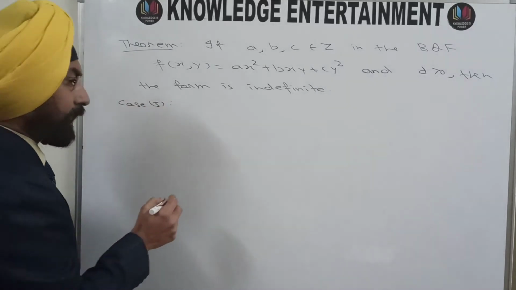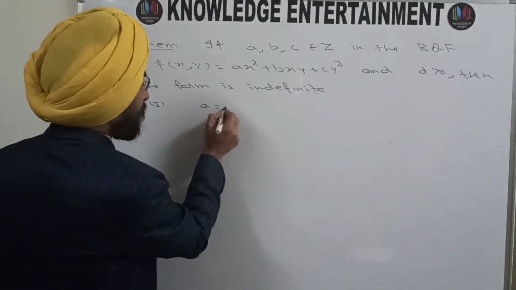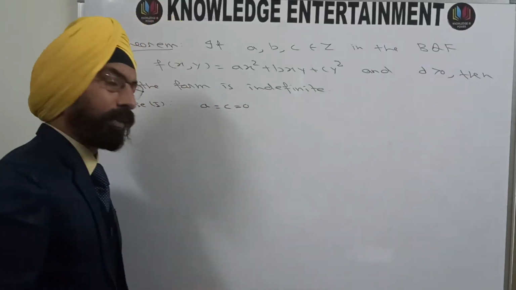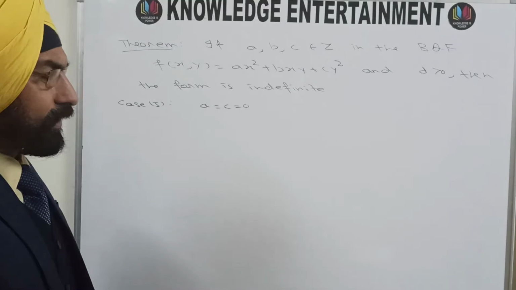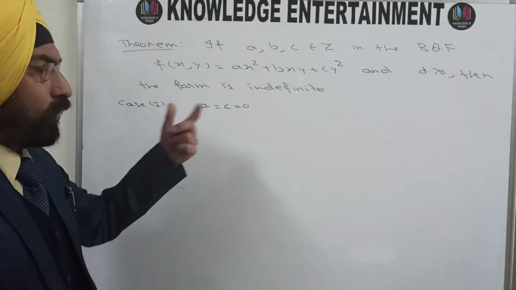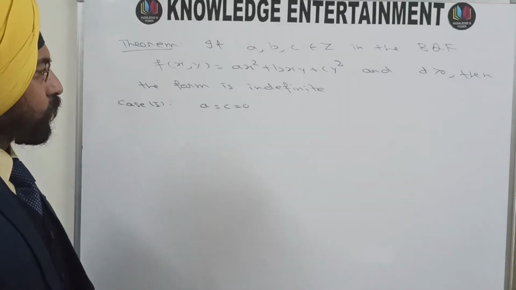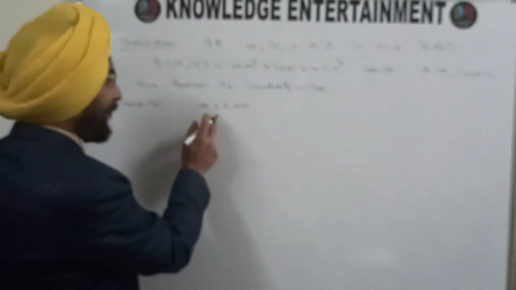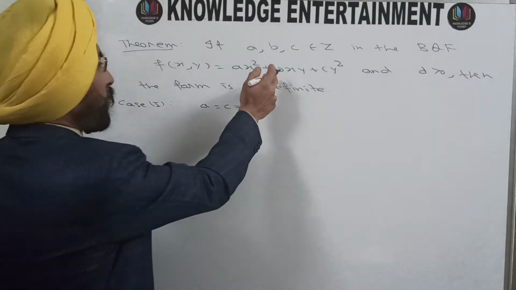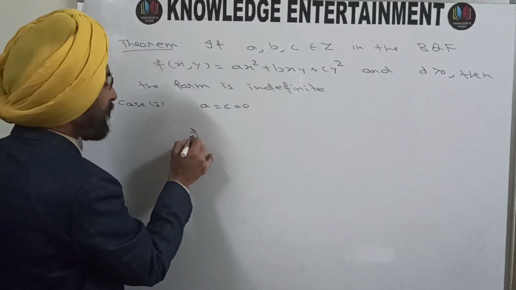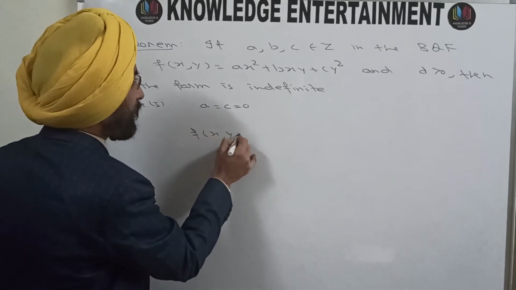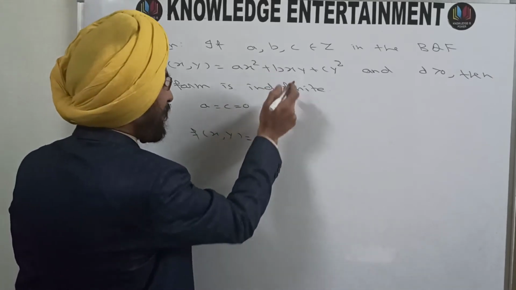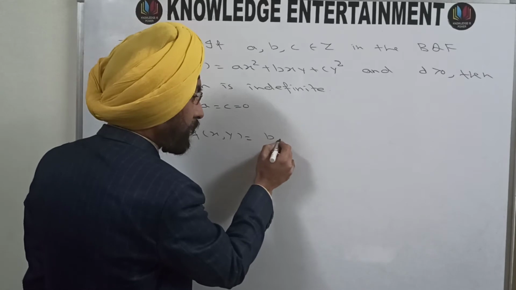Case 1, if a is equal to c is equal to 0, if both a and c are 0, what will happen? So it is the first case. When a and c are 0, what you will get? You will get f(x,y) equal to bxy.